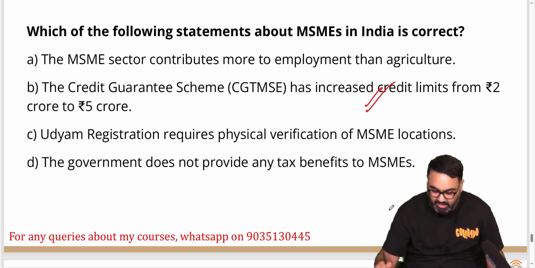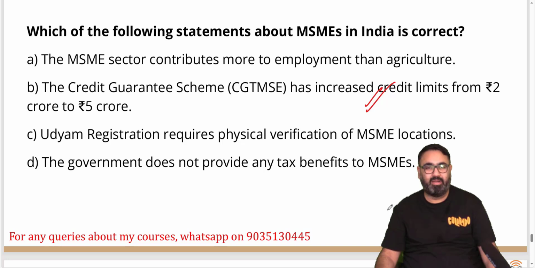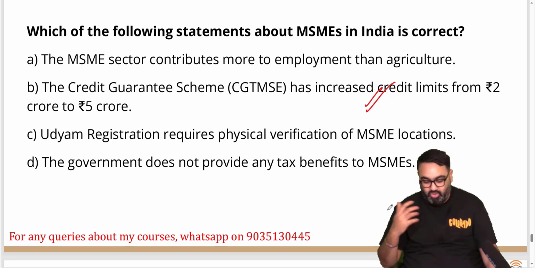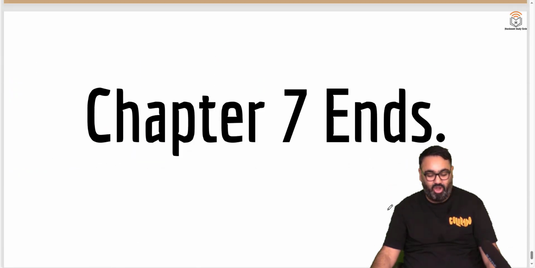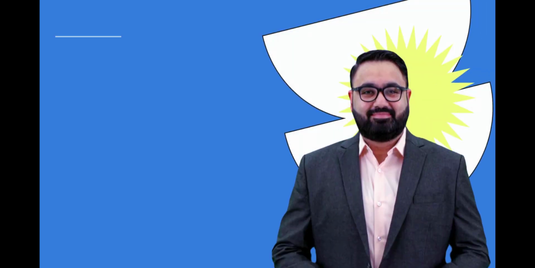We discussed this. The government has increased the credit limit that will be given to MSMEs from 2 crores to 5 crores, further giving a push to MSME and access to credit. This is the correct answer. This brings us to the end of chapter number 7.